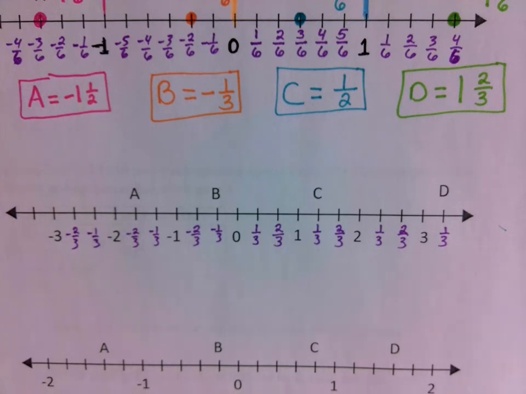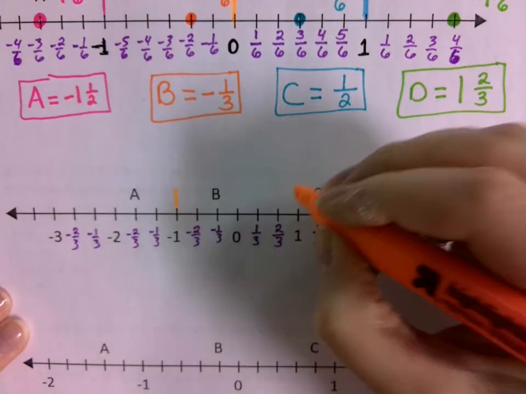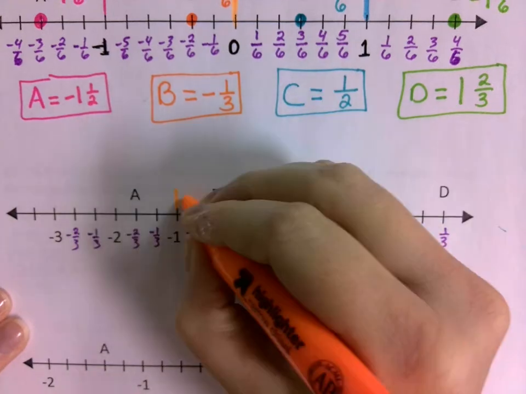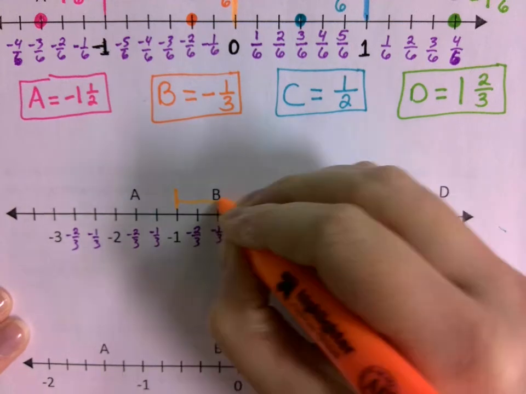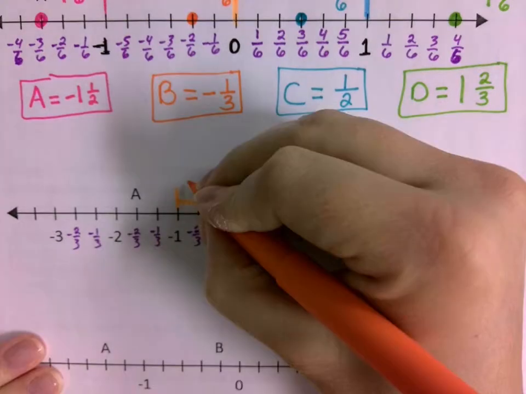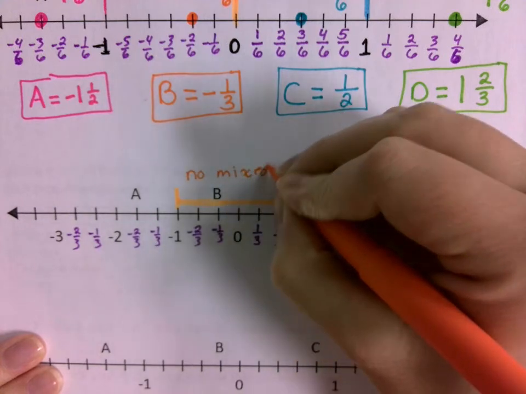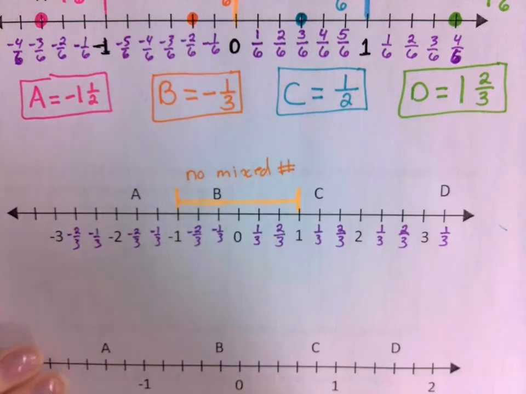All of the values ranging from -1 all the way to +1 are going to have no whole number, right? They are not a mixed number. These are no mixed numbers. That means they have no whole number value to them. They are just the fraction itself.